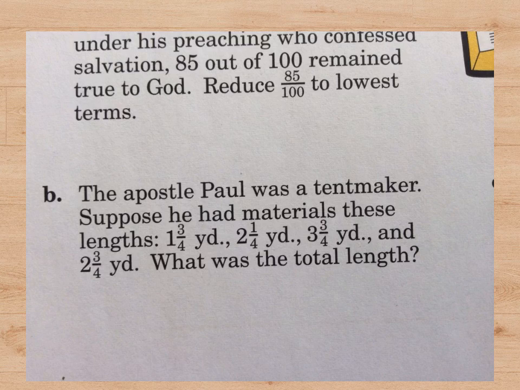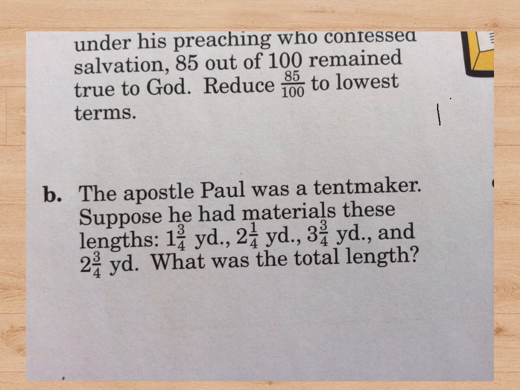Okay, let's look at B. The Apostle Paul was a tent maker. Suppose he had materials these lengths: 1 3/4 yards, 2 1/4 yards, 3 3/4 yards, and 2 3/4 yards. What was the total length? So the total length, we need to add these up.